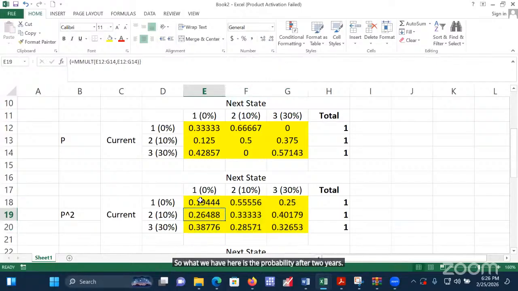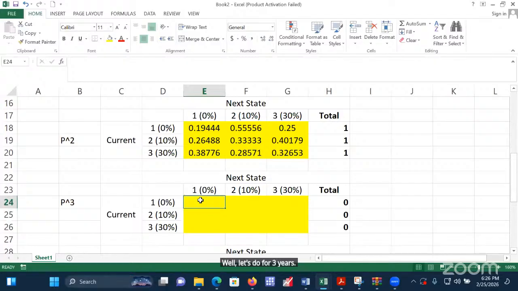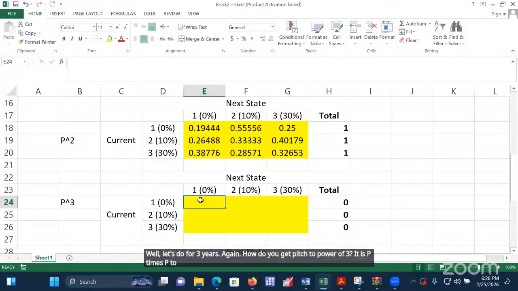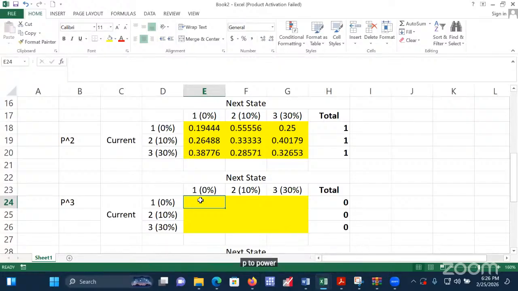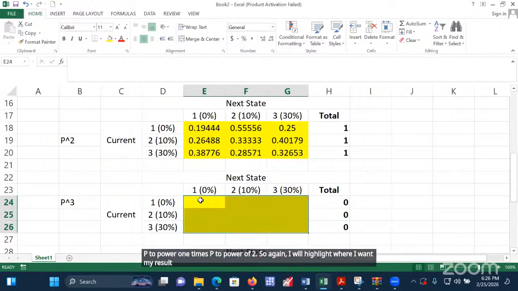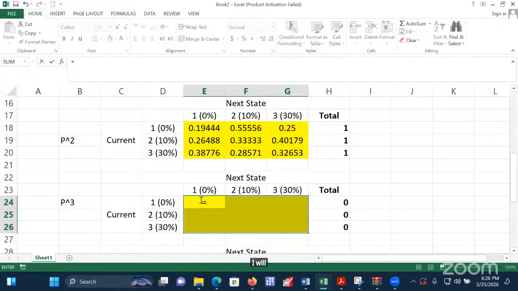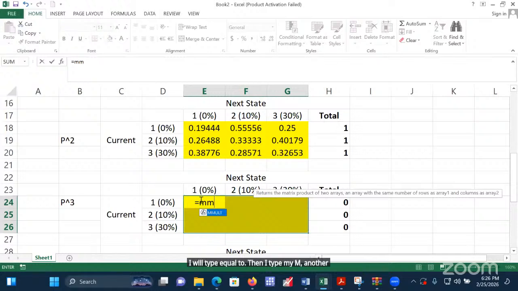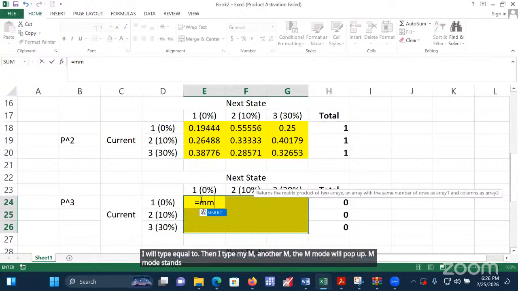Now let's do after 3 years. Again, how do you get P to power of 3? It is P times P to power of 2, P to power of 1 times P to power of 2. So again, I will highlight where I want my result to be. I will type equal to, then I type M, another M. The M mod will pop up. M mod stands for matrix multiplication. So I'll double click on it.